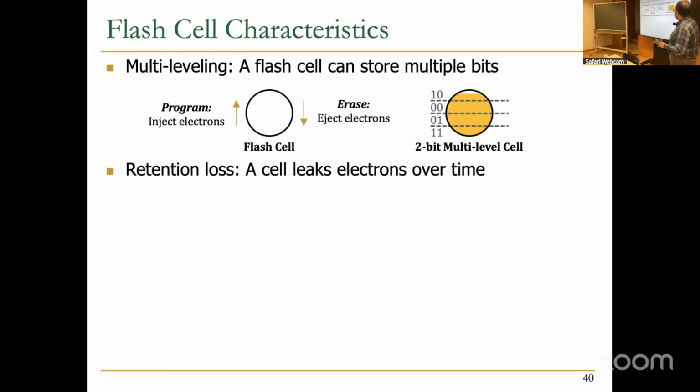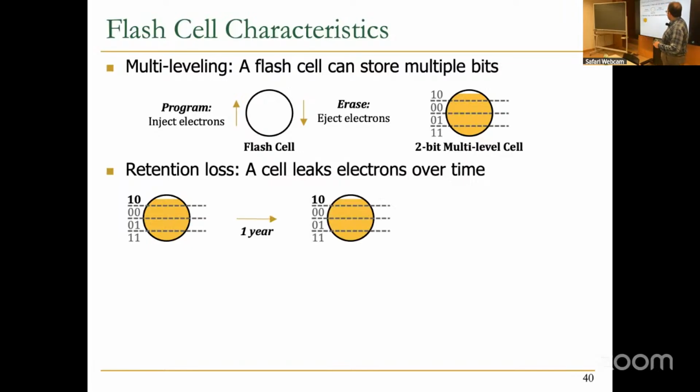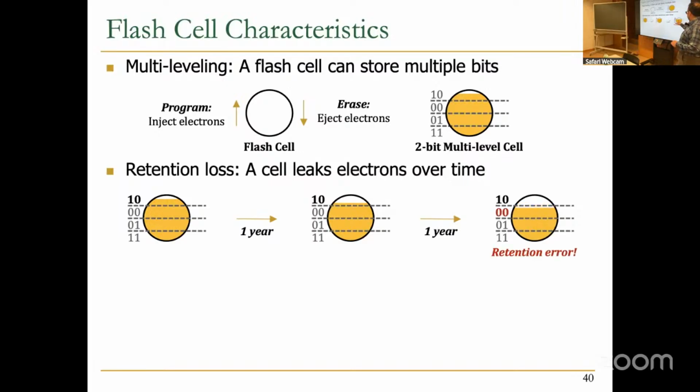Retention loss is also another important characteristic of a flash cell. A cell leaks electrons over time. Even though flash memories are considered non-volatile memory, after some time a cell leaks electrons. This is, for example, the initial state of your cell. After 1 year, you're going to get to this kind of charge. Is it still okay? You don't have an error. But maybe after another year, you might get to this, and now you have a retention error. Hopefully your ECC should be able to fix that.